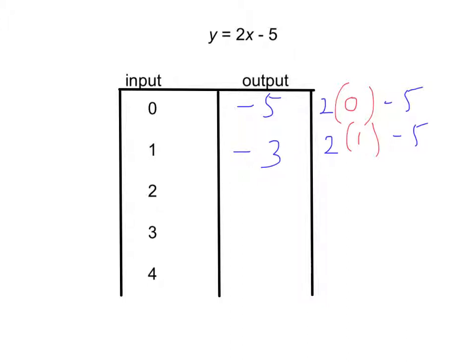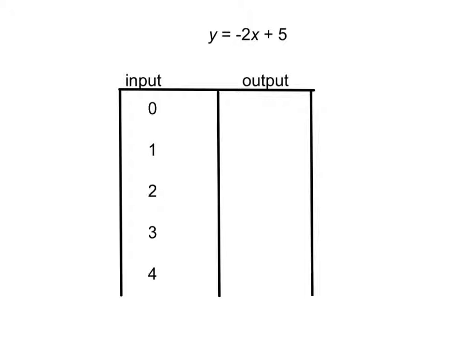When you plugged in 2, you should have gotten 4 minus 5, and that's a negative 1. When you plug in 3 times 2, you get a positive 6. So when you subtract 5, you get a 1. And last one, when you plug in the 4, you get 2 times 4 is 8. Minus 5, you're still positive at positive 3. And there's your completed output table.